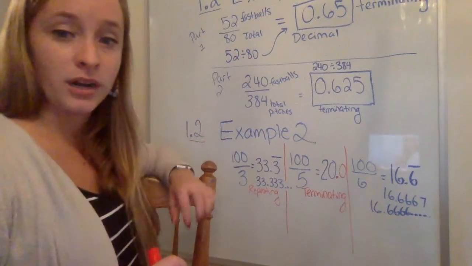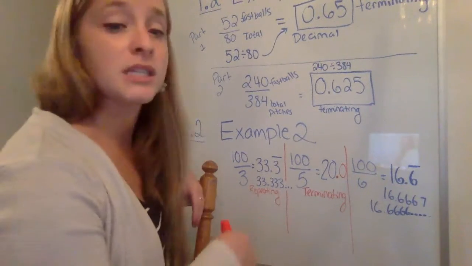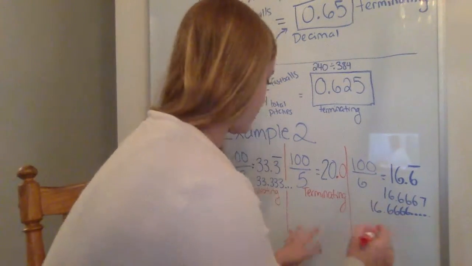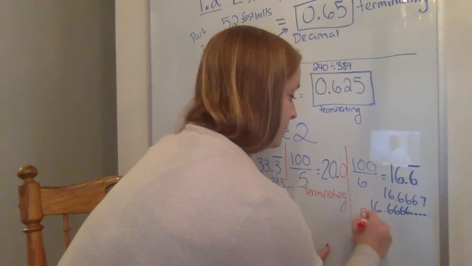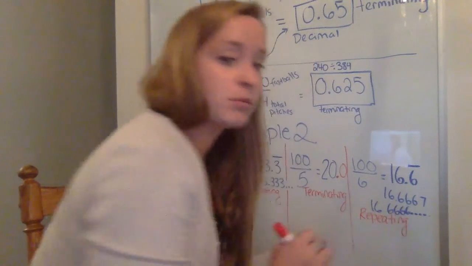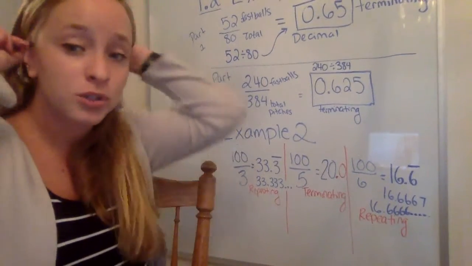And then my last one, kind of following the same pattern as the first, it would be repeating because it would continue to go on and on and on for however much space I had on my whiteboard, okay? Or however much I would be willing to write, okay? So that was kind of the shortened version of our 1.2 lesson examples for today.